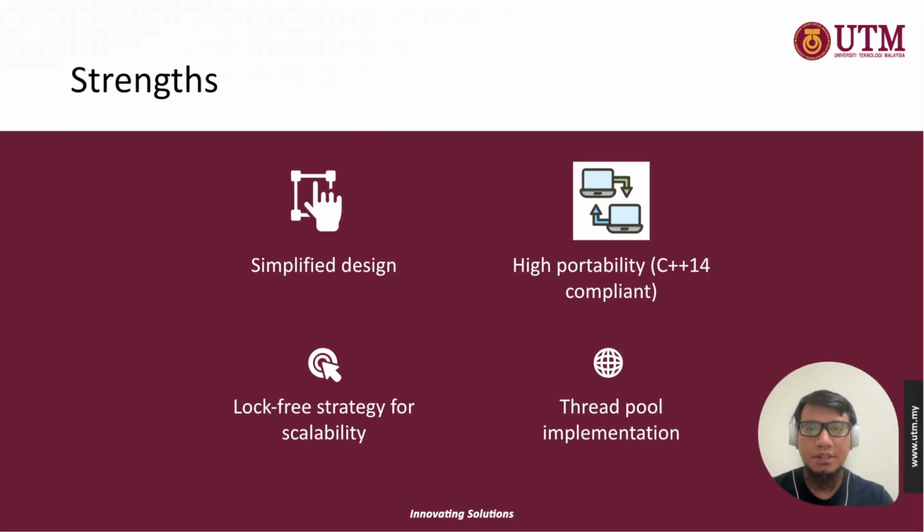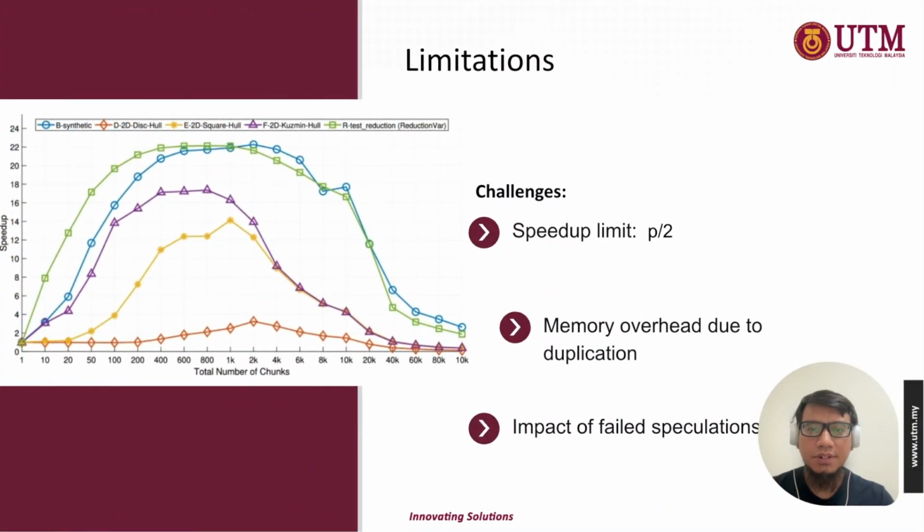Despite its strengths, speclib has several limitations. First is the cap on the speedup. Theoretically, its speedup is capped at half of the number of cores. The second one is that the memory overhead from duplicating data is significant, especially for large datasets. Additionally, failed speculation can introduce performance penalties. This challenge highlights an area for future research.